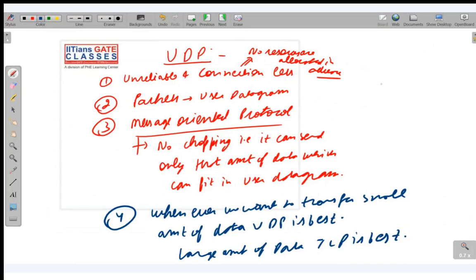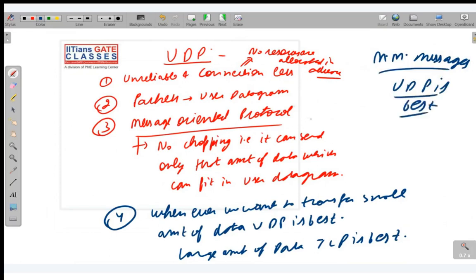This question has been asked in GATE. But for multimedia messages, the data will be larger, no, sir? Yeah, data is larger, no problem. But it has been divided already. Actually, it depends on the application layer. The application layer will give messages in very small parts so that UDP can transfer them.